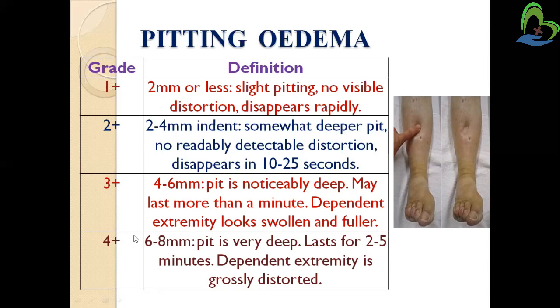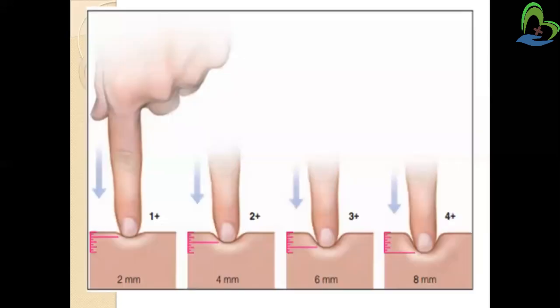The 4 plus means 6 to 8 mm. It is very deep and lasts for 2 to 5 minutes, and the dependent extremity is grossly distorted. So this is how you can grade the edema scale. This one is +1, meaning 2 mm. This shows 2 plus edema, meaning 4 mm indentation. The third one is 6 mm, meaning 3 plus indentation, and the last one is 4 plus, meaning 8 mm indentation.